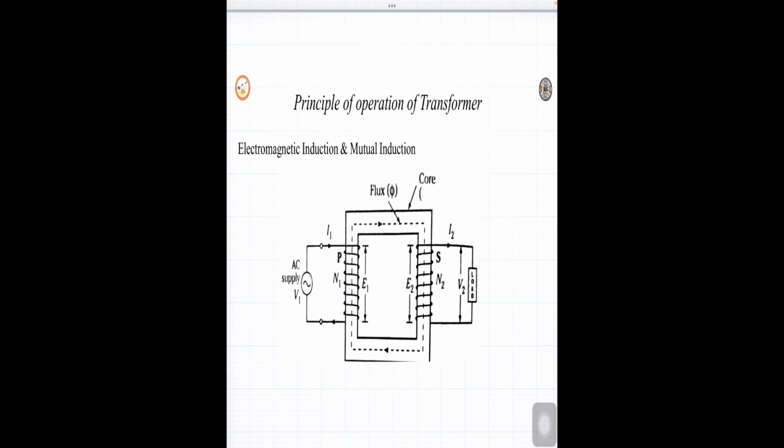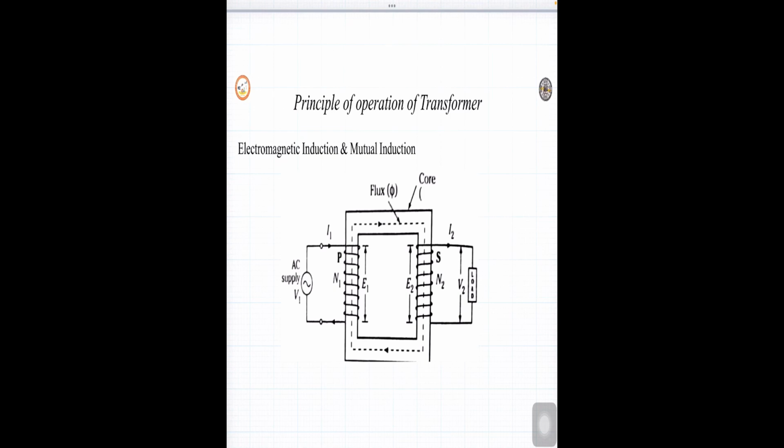Now this E1 is called self-induced EMF. Why? Because it is induced across the first coil itself. Because of this, an alternating current I1 flows through the primary winding, as you can see here, which sets up an alternating flux phi in the core, and the equation for phi can be given as phi is equal to phi m sin omega t, and the unit for flux is webers.